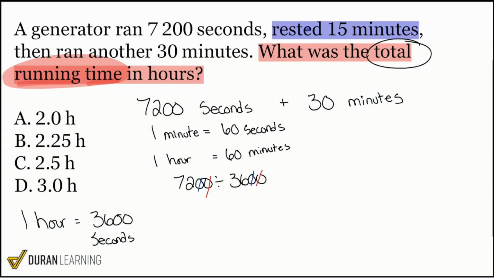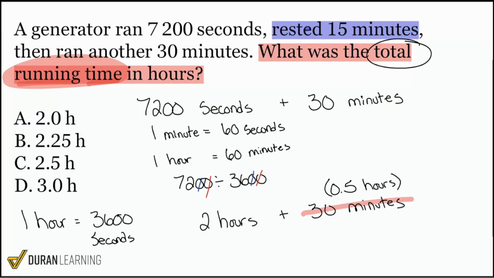So with that, we have 2 hours, but we still have the plus 30 minutes. My party people, how can we re-represent 30 minutes as hours? How much of an hour is 30 minutes? Yeah, 30 minutes is the same as half of an hour. So we can add that as 0.5 hours. So boom, we can convert that right there on the spot.